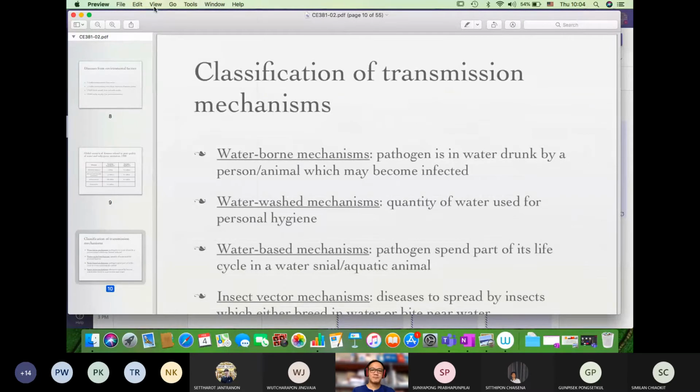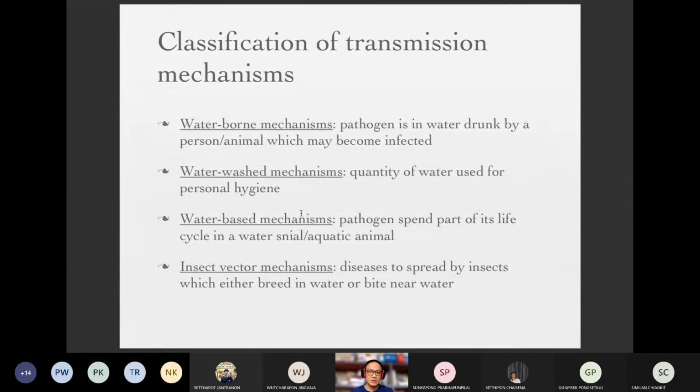For waterborne disease, we can classify the disease into 4 major types based on the transmission mechanisms. The first transmission mechanism is the waterborne mechanism, just like the name waterborne disease. So what is the waterborne mechanism? Waterborne mechanism is the disease caused by the pathogens present in the water drunk by persons or animals which may become infected.